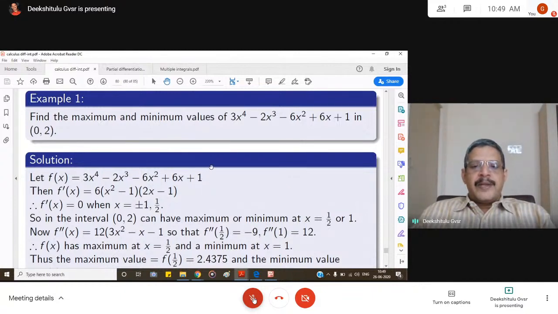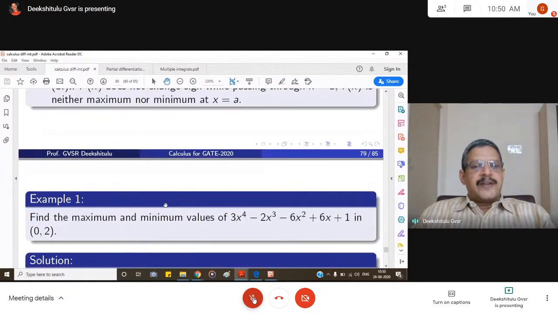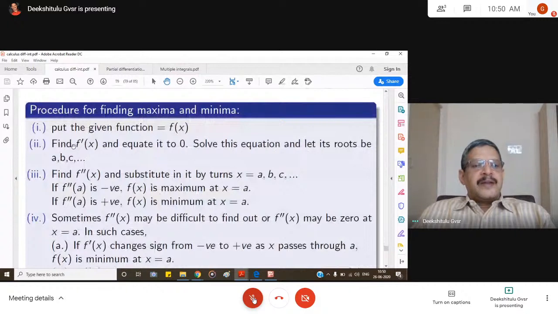So step 1 is to find f'(x) and equate it to 0. f'(x) is 12x^3 minus 6x^2 minus 12x plus 6. When I factorize this, I get 6 into (x^2 minus 1) into (2x minus 1). Then equate this to 0 and you will get the roots of x. So that's what I said: find f'(x), equate to 0, solve this equation and we get the roots.